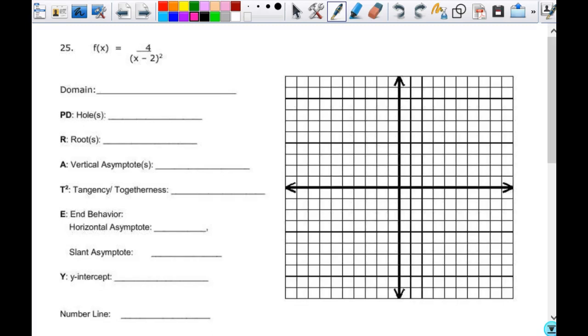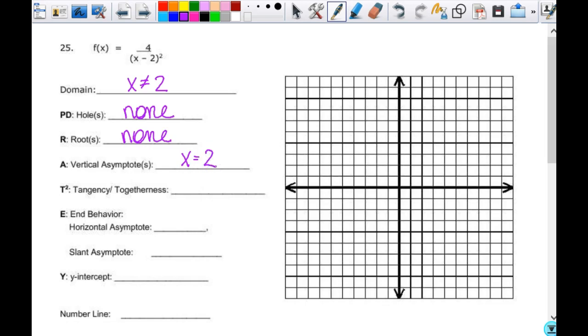Okay, final part. Everything is already all factored for me, so that is nice. For my domain, all real numbers except x cannot equal 2. My holes, I do not have a common factor in the numerator and the denominator, so there aren't any for me to cancel. My roots, I don't have anything in the numerator to set equal to 0, so there's none of those either. And then my vertical asymptote, I've got x equals 2.